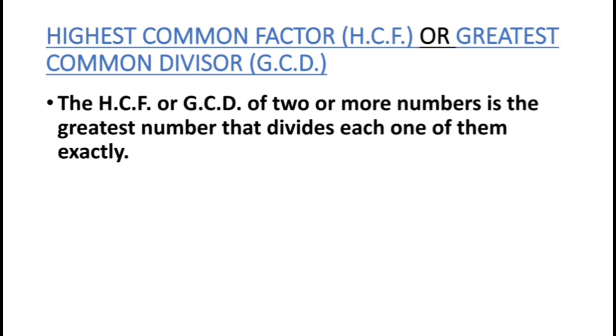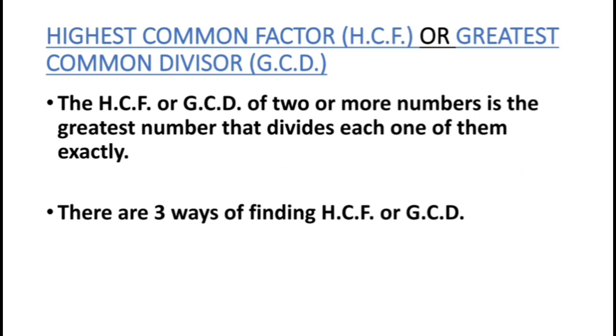HCF or GCD, the greatest common divisor of two or more numbers, is the greatest number that divides each one of them exactly. Like all the factors divide the given number exactly without giving any remainder, in the same way HCF also divides the numbers exactly without any remainder.